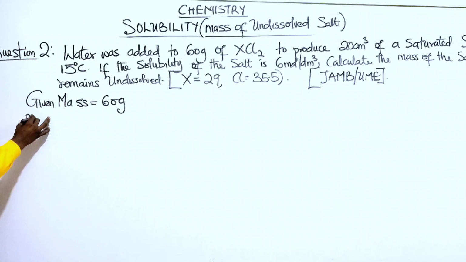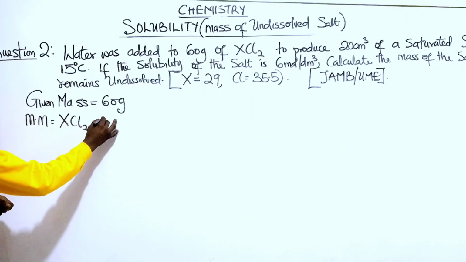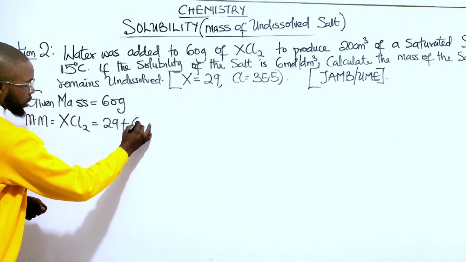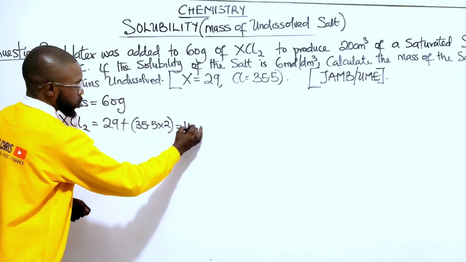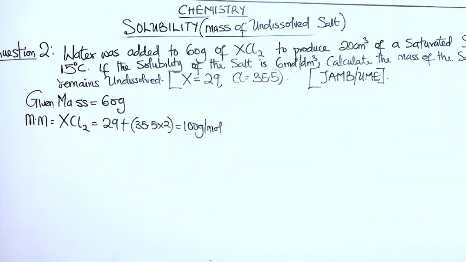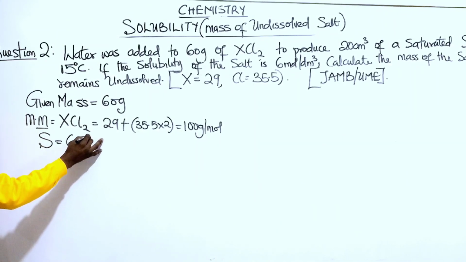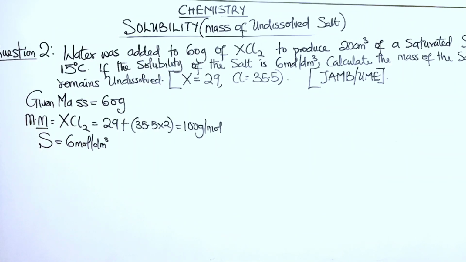So our molar mass of XCl2 is 29 plus 35.5 times 2. That becomes 100 grams per mole. If you do your arithmetic, that's what you're going to get. What next? It said the solubility of the salt is 6, so we have our solubility as 6 mole per dm cube. Calculate the mass of the salt that remains undissolved.